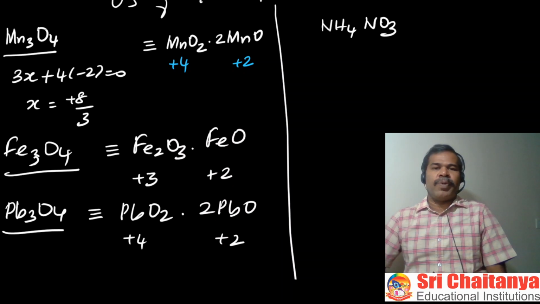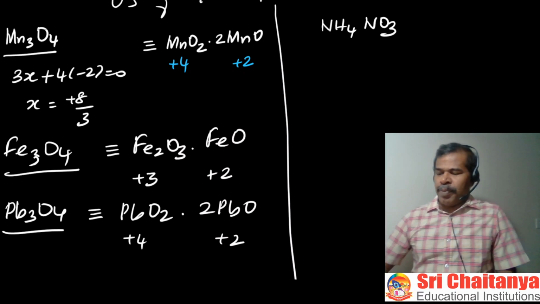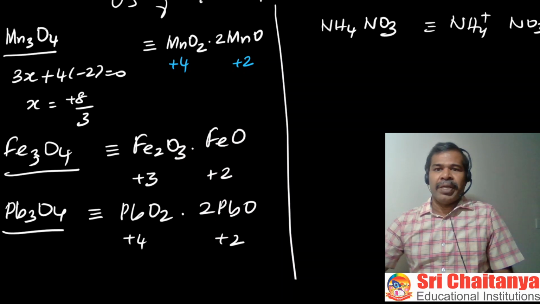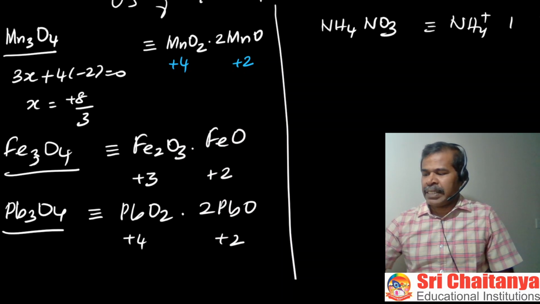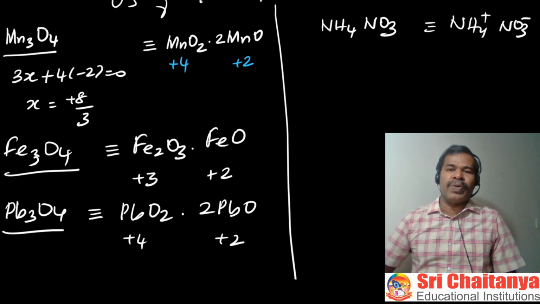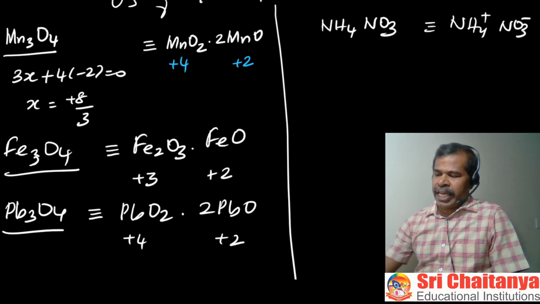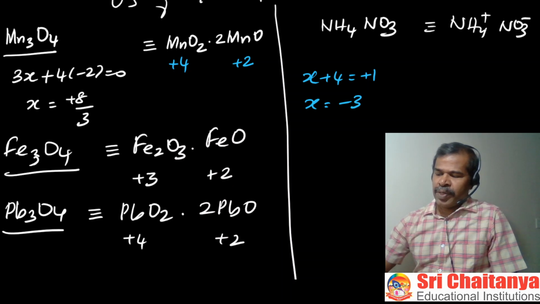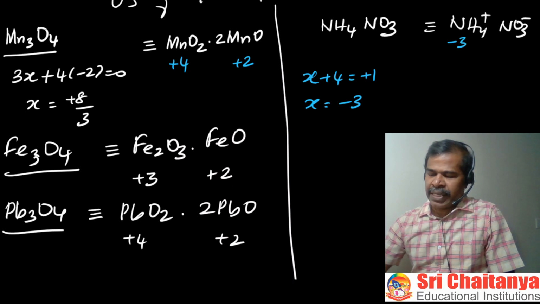You can consider this compound ammonium nitrate. Ammonium nitrate can be visualized as NH4+ and NO3-. So there is NH4+ and NO3- in this compound. We will take these ions and work out the individual oxidation states. If we take NH4+, let X be the oxidation state. So X plus 4 equal to +1, the charge on the ion. So X is equal to -3. So in ammonium, nitrogen is in -3 oxidation state.